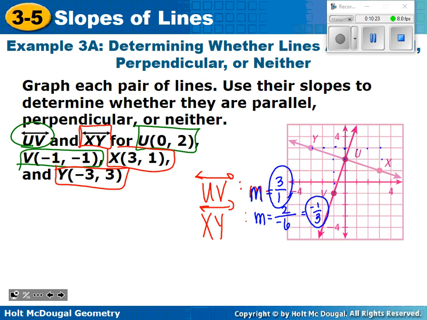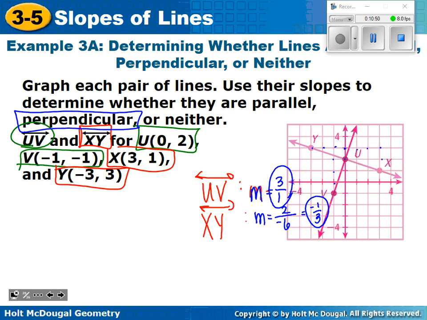Okay? So, are these opposite reciprocals? Because one's flipped and they have opposite signs. So what kind of lines are these? Perpendicular. Yeah, so we could have ruled out parallel to start with, but then we didn't know if it was perpendicular or neither. And this is where they'll get tricky.